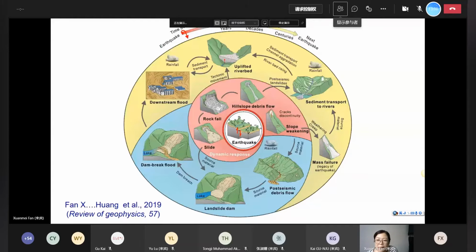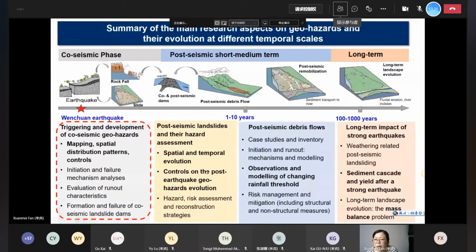So this slide gives you a summarization of the chains of geological hazards in the mountainous regions. As you can see from here, the right circle represents the co-seismic stage, which is actually what I have already showed you during the animation. So during the earthquake, it can trigger different types of landslides, and some of these landslides can cause further dam breaking and flooding problems.